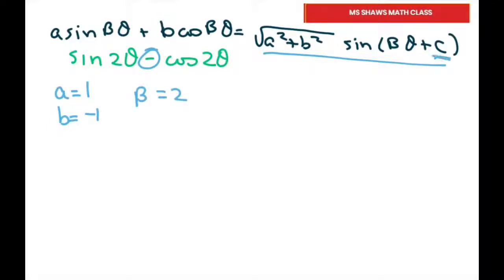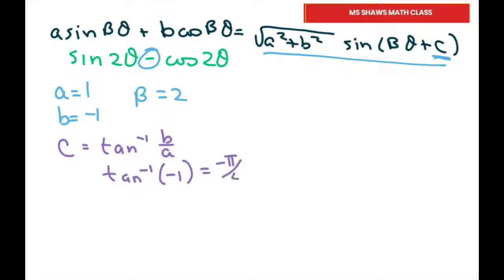Now, the only thing we're missing is our C, and our C is going to come from inverse tan of B over A. So, since we're doing inverse, this is going to be inverse tan of negative 1. Now, recall that tan is restricted in quadrants 1 and 4, so we're going to have to use negative pi over 4. We can't use the 3 pi over 4 because it's restricted, so just be careful with that.